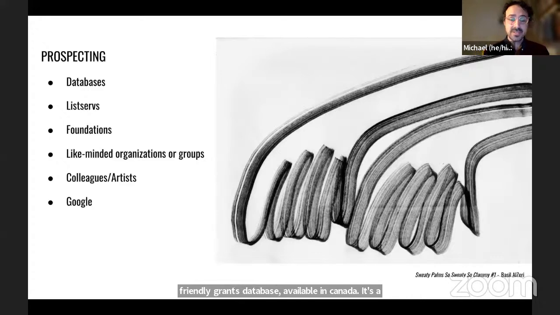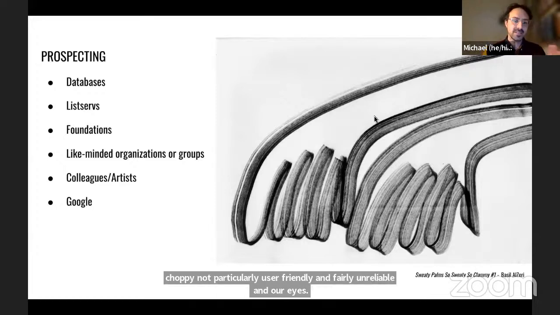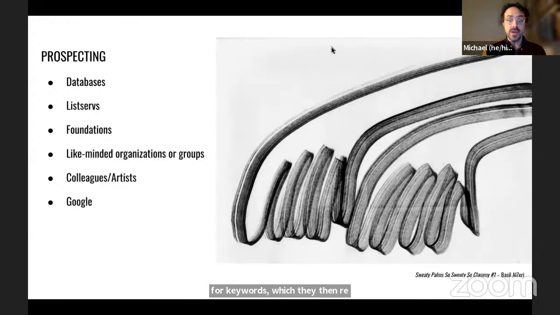It's a crucial resource, and it has an easy-to-use search function and a wide range of user-friendly filters to narrow your search. Now, there are other subscription services like Grant Watch, which is markedly more affordable, but it's choppy, not particularly user-friendly, and fairly unreliable in our eyes. This and many other services use effectively a bot to scrape the internet for keywords, which they then represent in a rough format. I wouldn't necessarily recommend this service, but it does get a surprising amount of airtime.